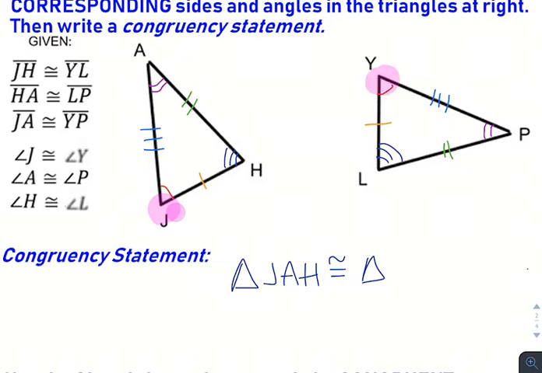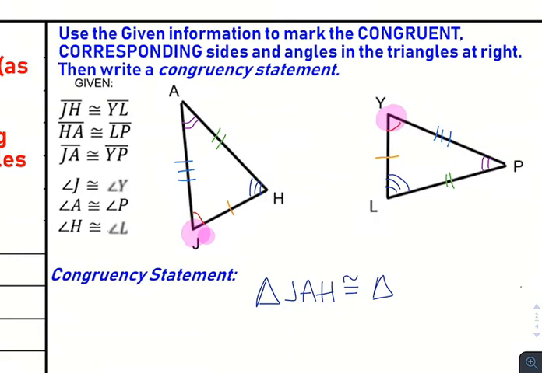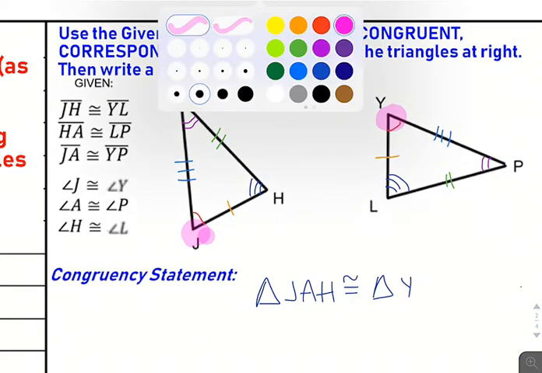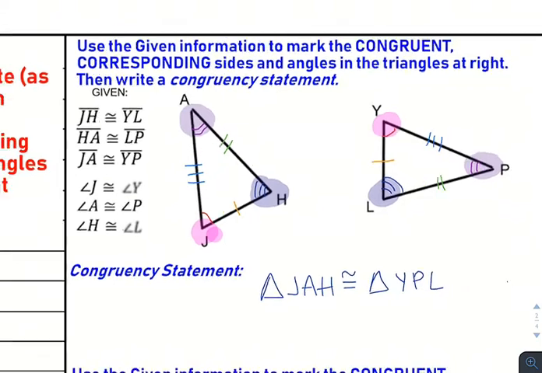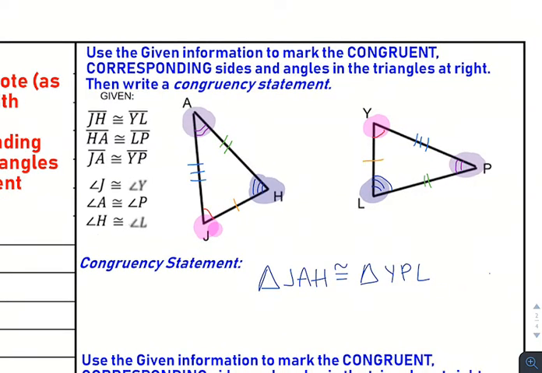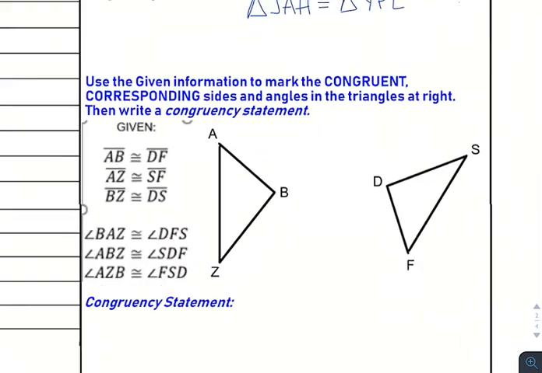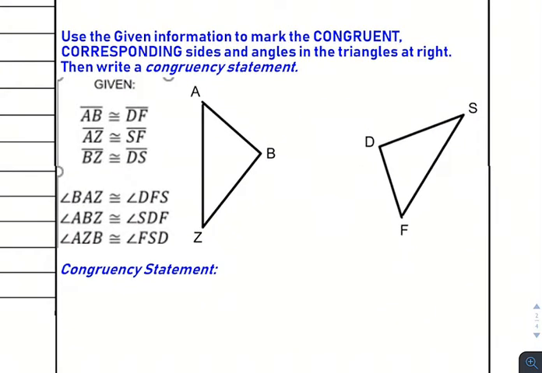The second one, AH, so A is here. Notice it has two markings, and so it matches the angle at P. And so we'll put P next. Okay, and finally, the angle at H with 3 marks matches the angle at L, so it'll be YPL. Although this is not the only way you could have named it, that's one of at least a few options. Okay, so again, this is an opportunity for some practice. So pause the video. If the first one went well, this should go equally as well. Go ahead and try it, pause it, and then come back.